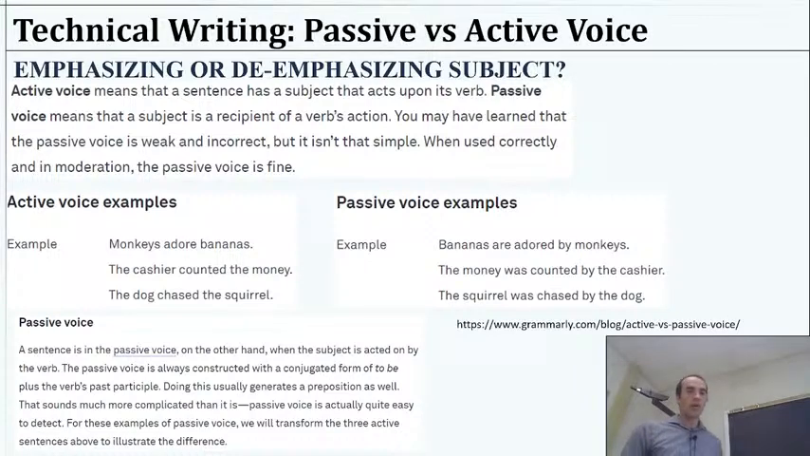Okay, so I'm going to read off the slide a little bit, and I've got a video that will help explain it further with the next slide. So the reason to use passive voice is if you want to de-emphasize the thing or person doing the action. Let's give an example. Active voice would be Sam caught the pen. Passive voice would be the pen was caught by Sam.